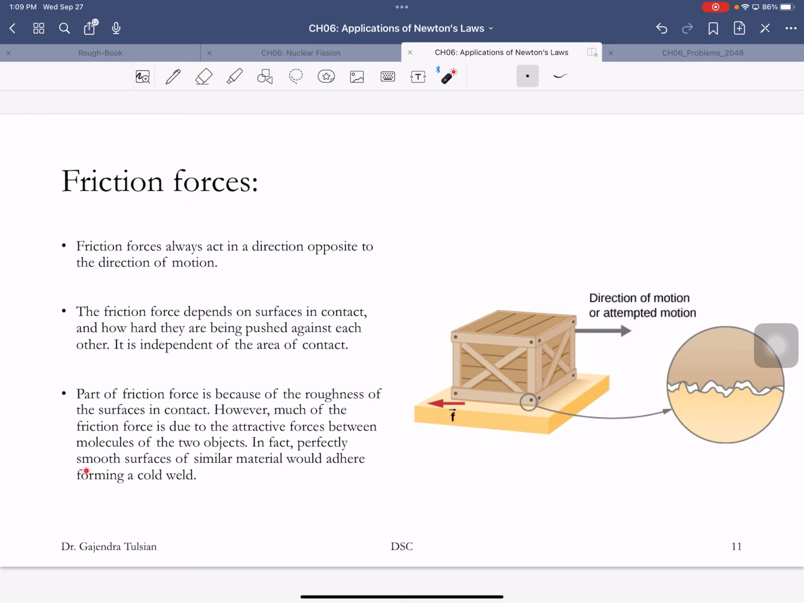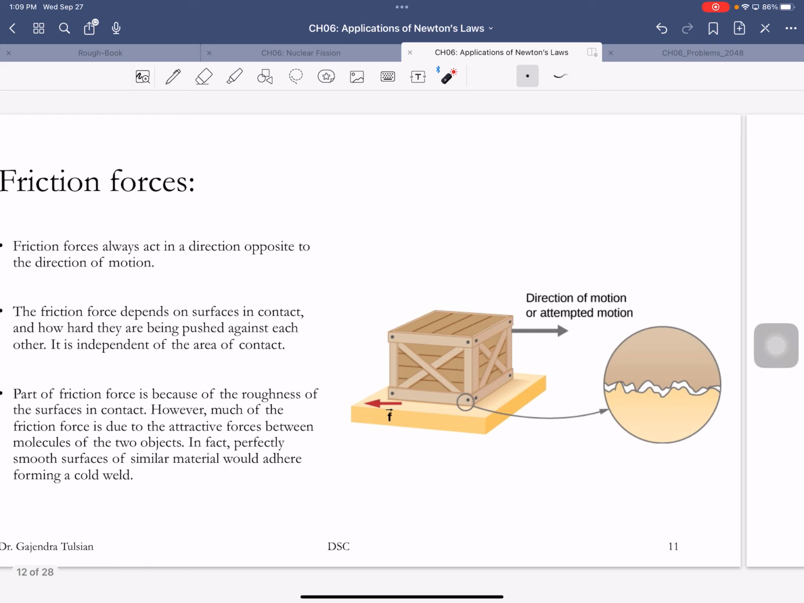In fact, perfectly smooth surfaces of similar material would adhere, forming a cold weld, and you pretty much would have to break the object for the two objects to move. So the friction force would be large. The friction force depends on the surfaces in contact and how hard they're being pushed against each other. The harder you push against each other, the greater the bonds and the greater the friction force.